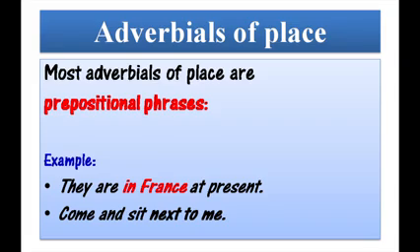They are in France at present. This sentence could have been written as, they are in France, but it adds more detail to the sentence by saying they are in France at present, which means currently they are living in France. So these prepositional phrases add more information to the sentence by showing where the action is taking place.